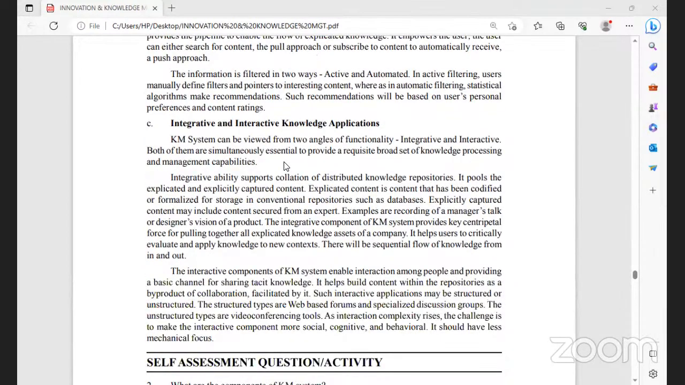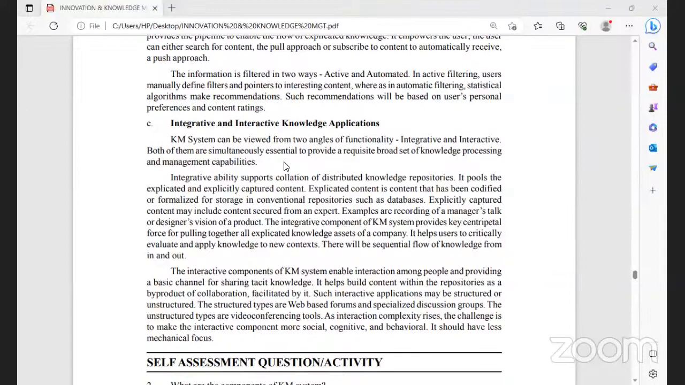Integrative and interactive knowledge applications. A knowledge management system can be viewed from two angles of functionality, integrative and interactive. Both of them are simultaneously essential to provide a requisite broad set of knowledge processing and management capabilities. Integrative ability supports correlation of distributed knowledge repositories. It pulls the explicated and explicitly captured content. Explicated content is content that has been codified or formalized for storage in conventional repositories such as databases.